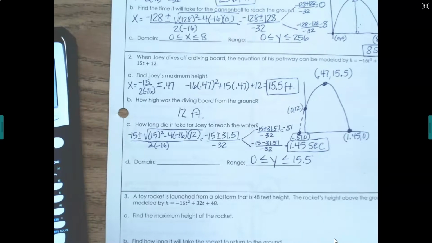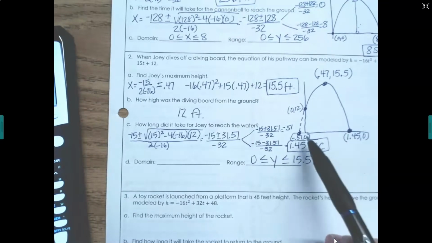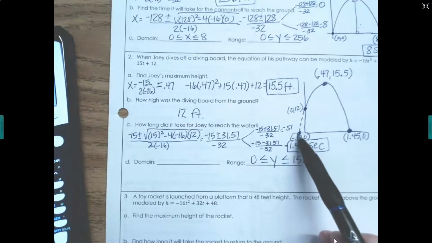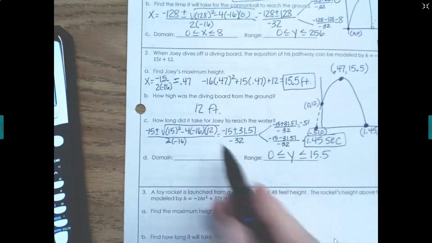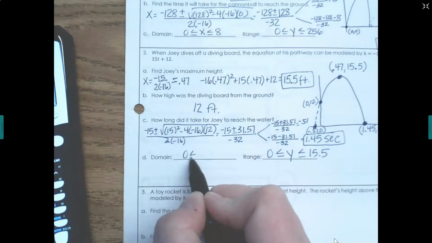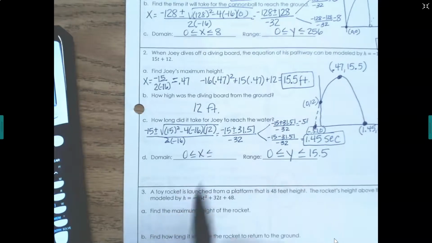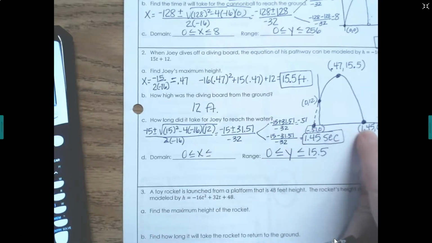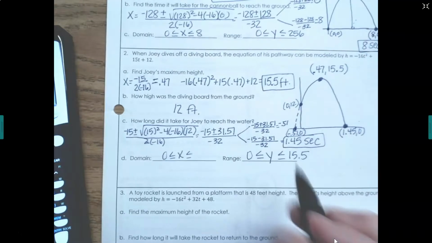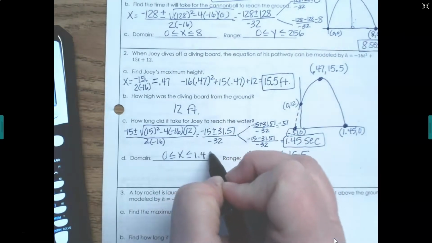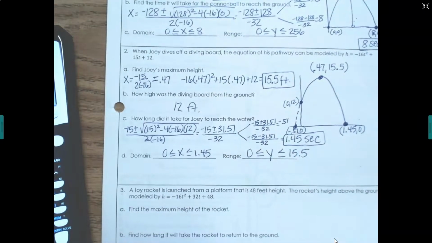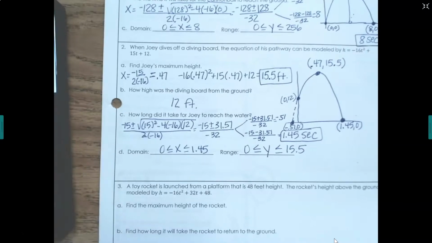Okay. Now our domain does not start in the imaginary world. It starts here at the origin always. So 0 is less than or equal to x, which is less than or equal to, we go across, and that x value there is 1.45. All right, one last problem.